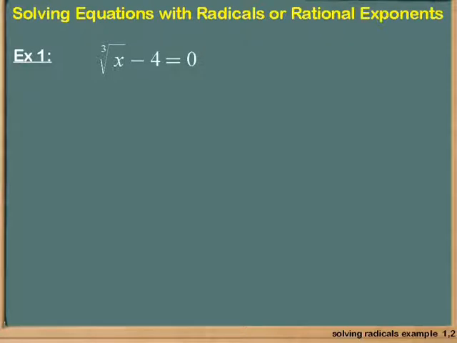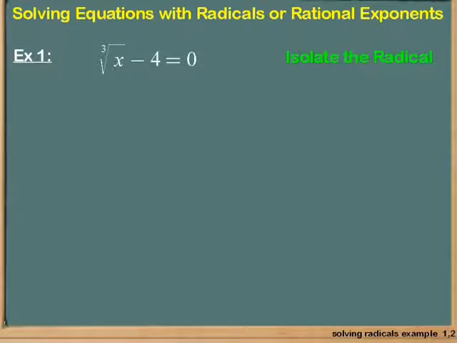In example 1, we have the cube root of x minus 4 set equal to 0. I think you're pretty familiar with what we have to do here. I'm going to guess you already know what I'm about to tell you. In order to get this job done, we are going to need to isolate the radical.